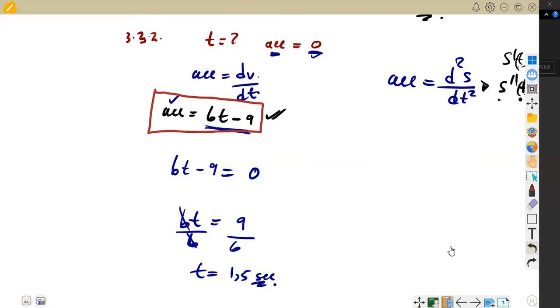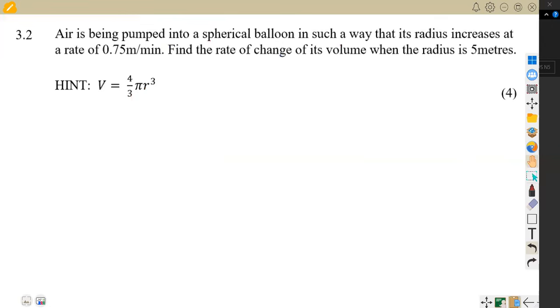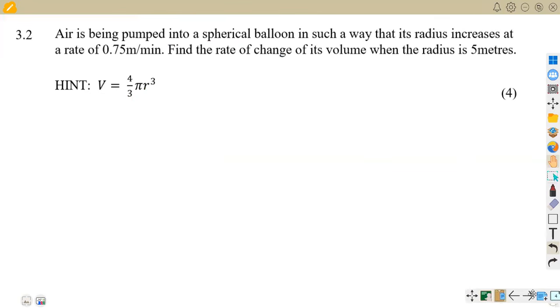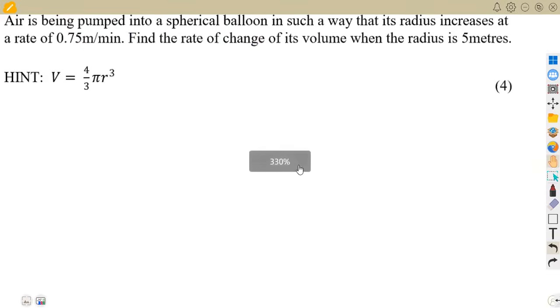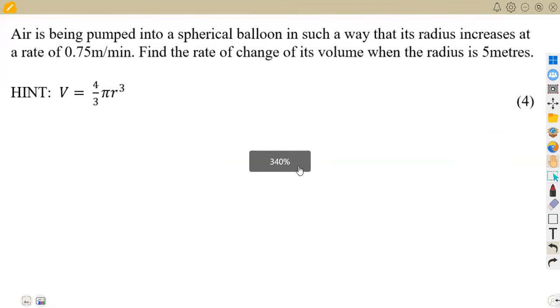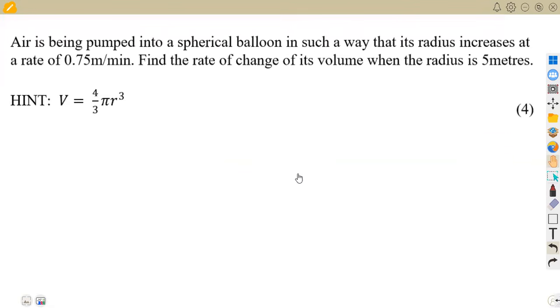All right, then we've got another part again here. So let us check our questions. How are they given? This is question 3.2. We have an airbag being pumped into a spherical ball. Take note, this was being pumped into a spherical ball. We are talking about a sphere, whereby we are given the volume of a sphere.